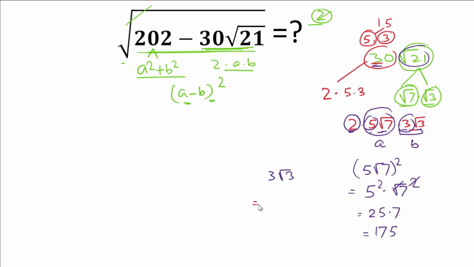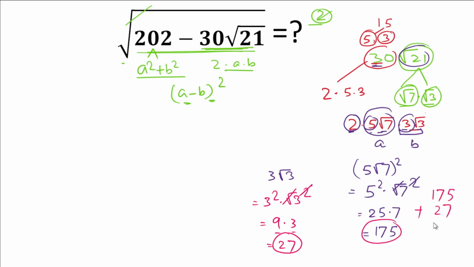We can write it as 3 squared times square root 3 squared. Square and square root get cancelled. Here 3 squared is 9 times 3, so 9 times 3 is 27. So we have 27. Now in the next step we'll add 175 plus this value 27, so this value will be 202. So here we have also 202.